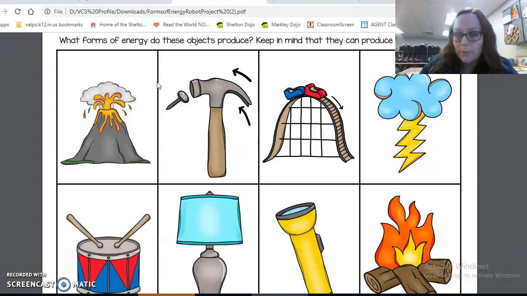I hope you came up with thermal, because that lava coming out is extremely hot. Also, some light energy is released because that lava lights up really brightly. And then the last one would be that some sound energy is also released. When that volcano blows, you're going to hear that for sure. Let's check out the hammer next.